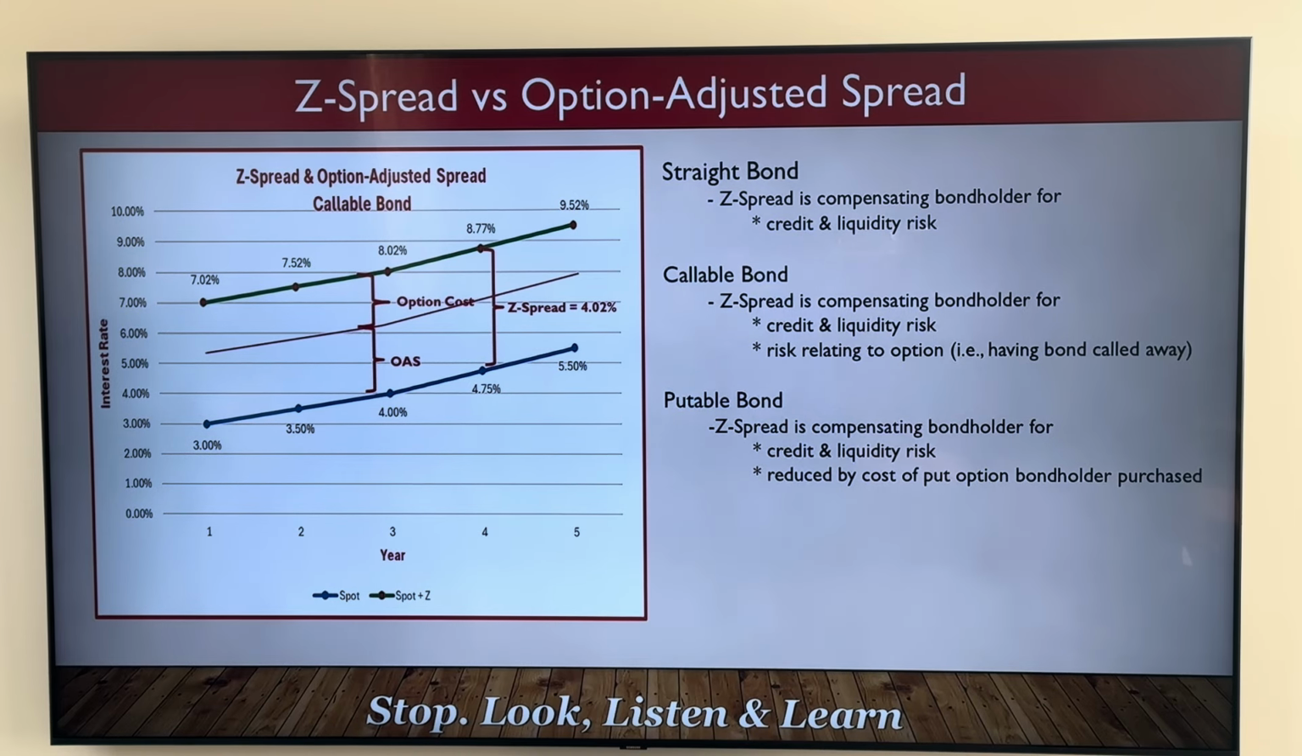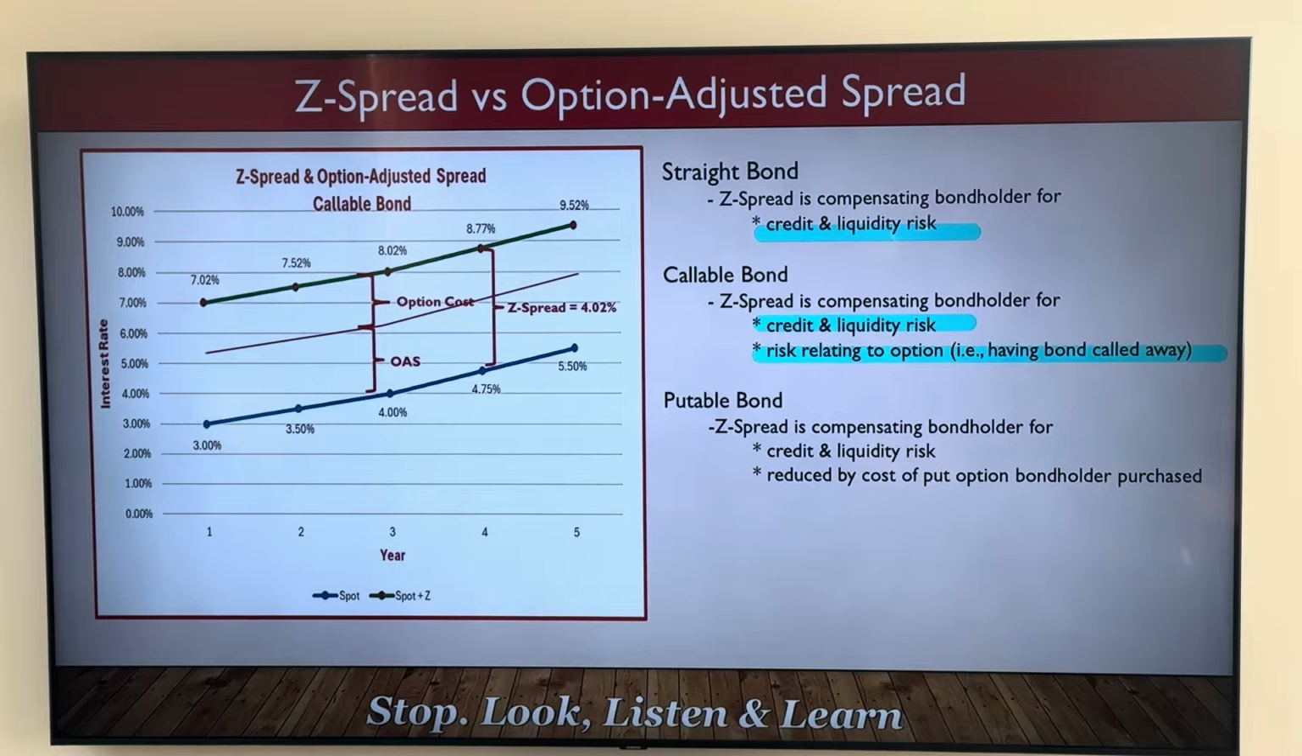And so the amount that you end up paying, or the Z spread that you end up receiving, is going to compensate you for, one, the credit and liquidity risk, and is also going to compensate you for the risk related to the option, which is that the bond can be called away from you.